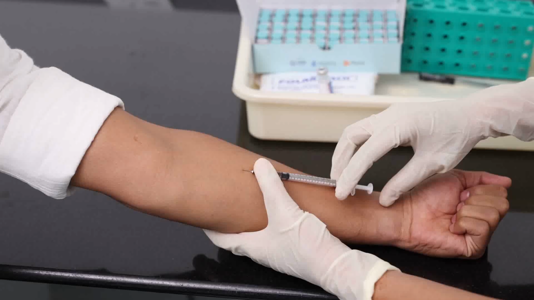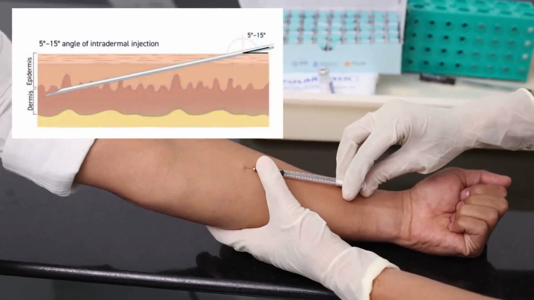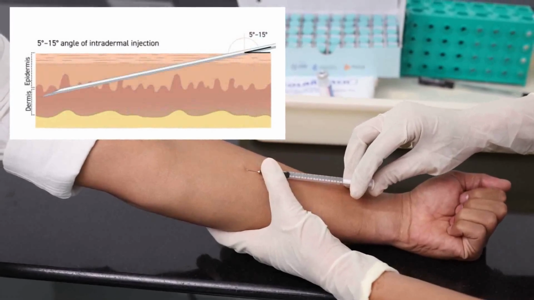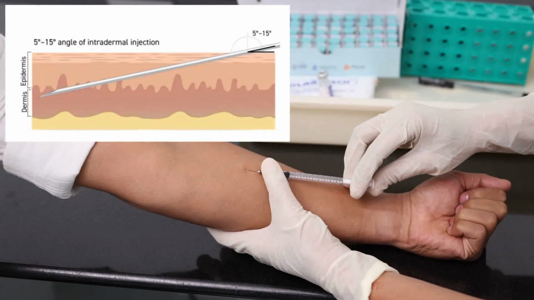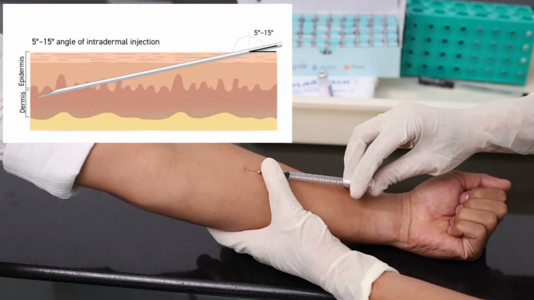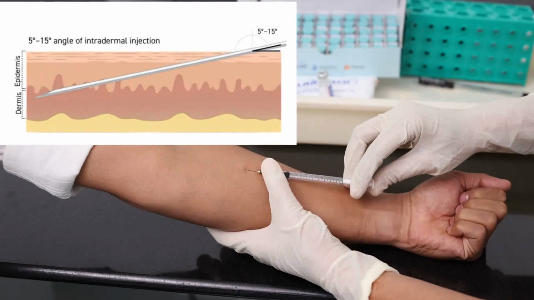upwards. Hold syringe flange parallel to the forearm. Angle of needle to the skin surface should be between 5 to 15 degrees during injection. Avoid areas of skin with veins, rashes or excess hair. Inject the test solution into the superficial layers of the skin on the volar surface of forearm.